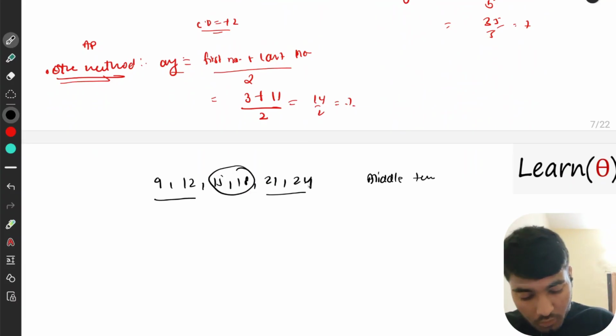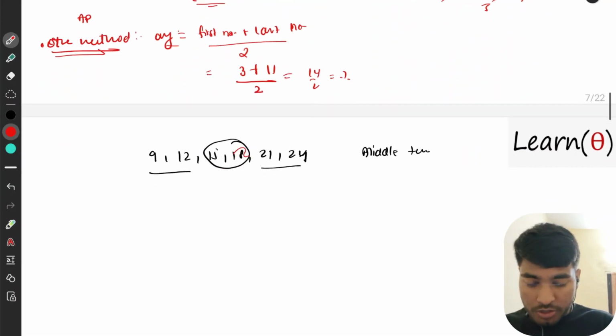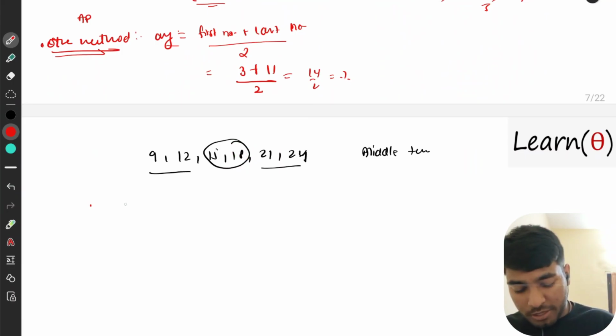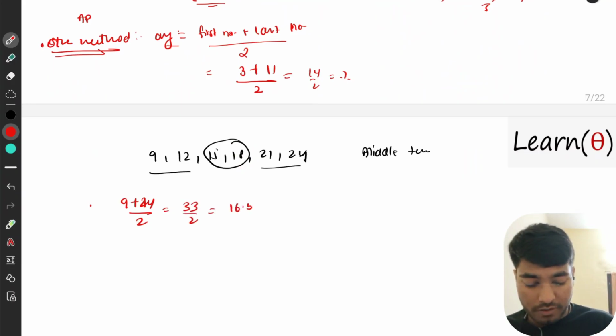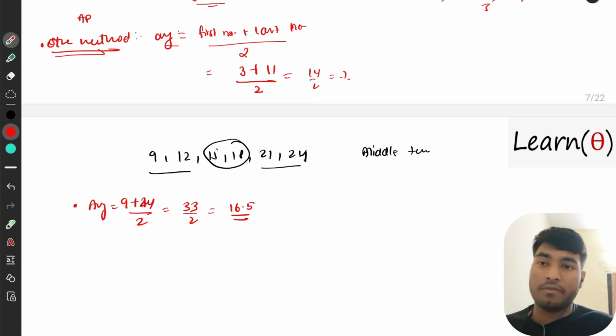Well, there are 3 methods. You are not knowing anything in between, so the first method is gone. Let's look at the next method, that is, add the first and the last number. The first number is 9, the last number is 24, so 33 by 2, that is equivalent to 16.5. So the average here is equal to 16.5.